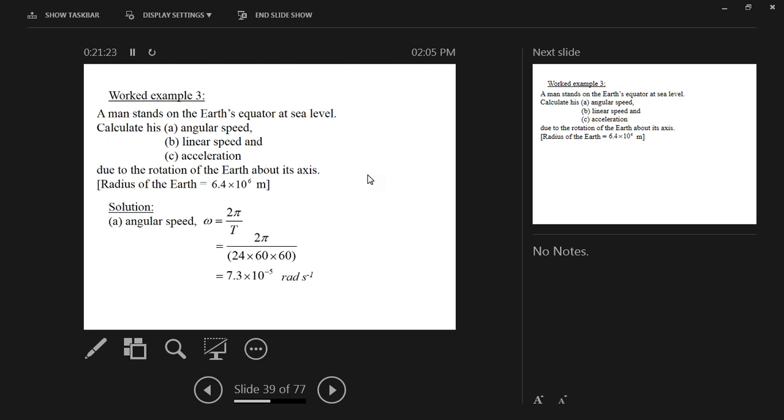Different, and you are expected to know the difference. General knowledge. Okay, so from here we get omega. Anyone has any question? Yes? All right. It takes one day for the Earth to rotate about its own axis. Any other question?